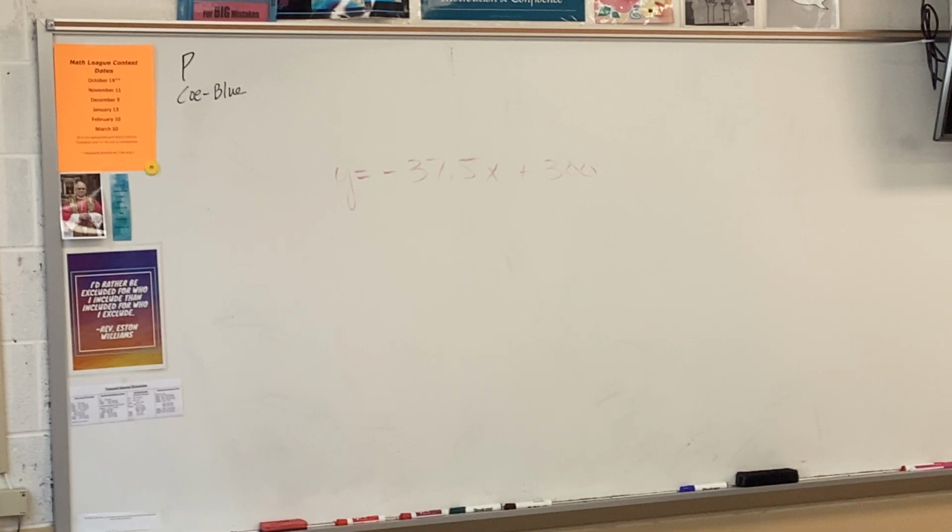Okay. Number 2. The function is linear with f of 4 minus f of 1 equals negative 27. What is the rate of change of f?